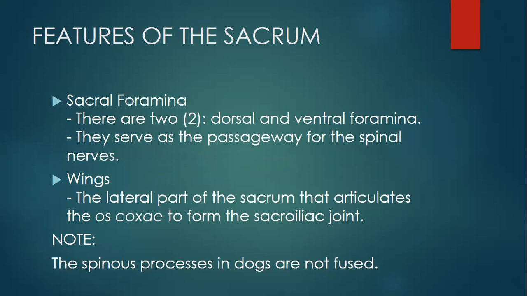So what are the features of the sacrum? They have the sacral foramina. They have two, which are found on the dorsal and ventral portion, and they serve as a passageway for the spinal nerves. Wings, which is the lateral part of the sacrum that articulates with the os coxae to form the sacroiliac joint. Take note that the spinous processes in dogs for their sacrum are not fused. Later on in comparative anatomy, you will find out which ones are fused.